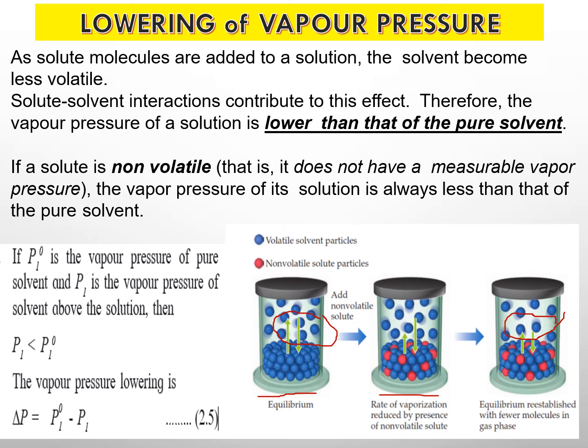So as solute molecules are added to a solution, the solvent becomes less volatile, and the solute-solvent interactions contribute to this effect. Therefore, the vapor pressure of a solution is lower than that of the pure solvent. Now this can be explained: if P01 is the vapor pressure of the pure solvent, okay, and P1 is the vapor pressure of the solvent above the solution. So the P01 is for the first figure and P1 is for the third figure. Okay, so here you can see that P1 will be less as compared to P01. So the lowering of vapor pressure can be given as delta P, which is equal to P01 minus P1. So this equation represents your lowering of vapor pressure.